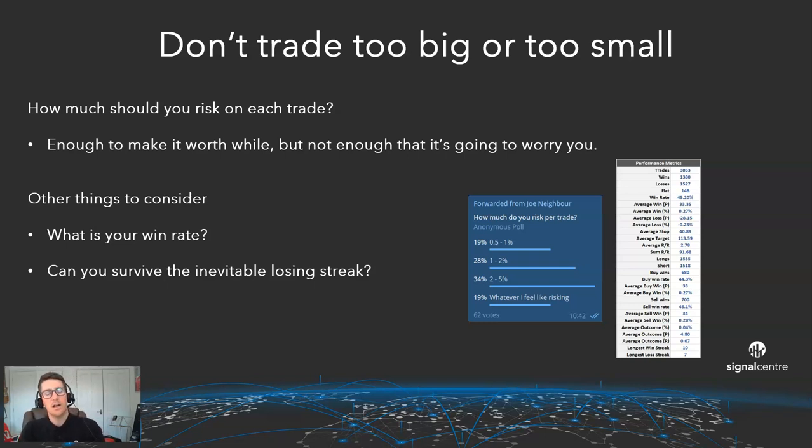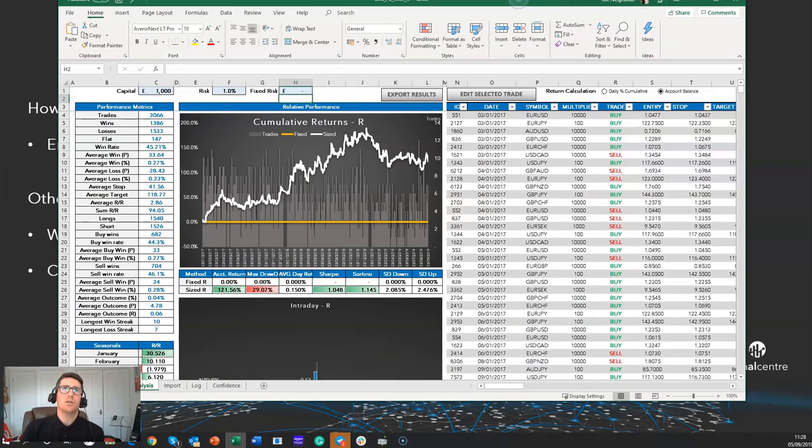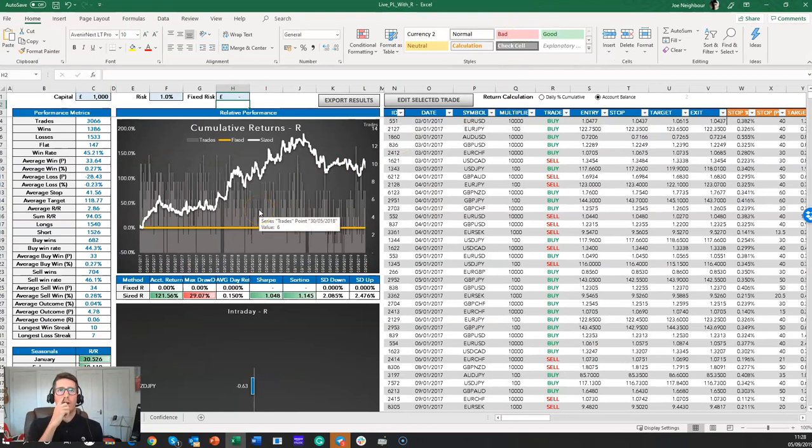The other things to consider are what your win rate is when you trade, and whether you can survive any kind of losing streak. We keep a lot of stats here about how we trade and how successful we are with our calls. This is a spreadsheet that has all of our FX trades since the beginning of 2017. We've produced over 3,000, and as you can see there, we've got a win rate of 45.2%, and we've had a biggest losing streak of 7 trades in a row.